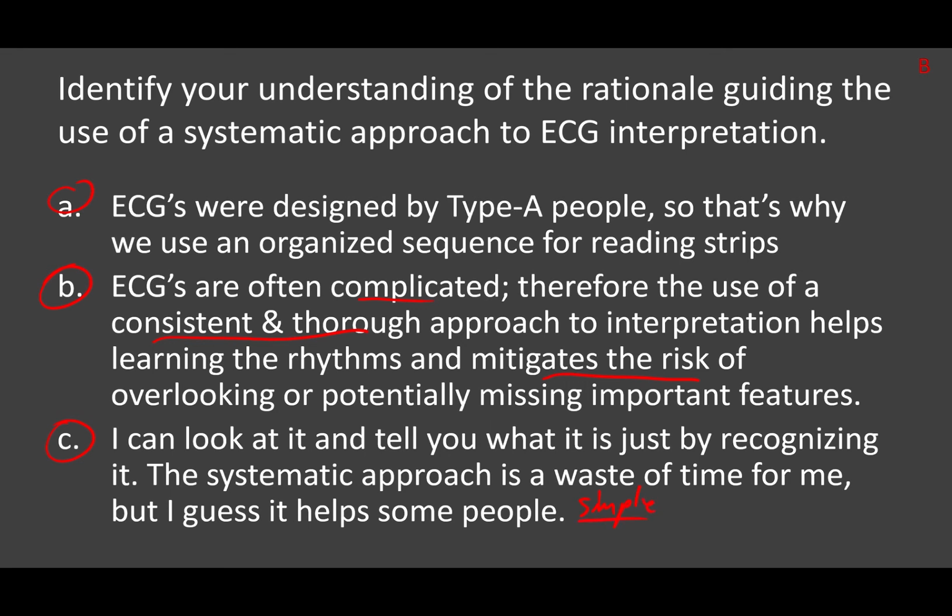But when they start having multiple things wrong with them, you really do still need to sit down and apply those skills again. So some people do work in the realm of C, but that's not why we learn the systematic approach. B is your true answer for this question.